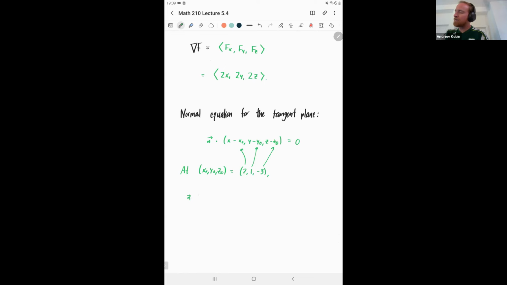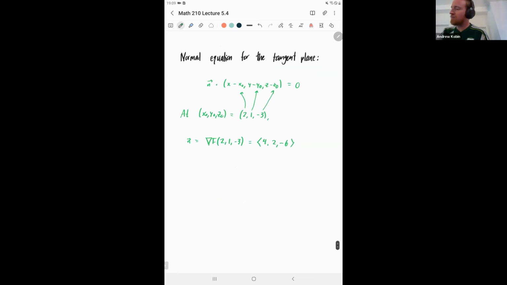So the normal vector is going to be the gradient vector at this triple, which is just double all of the coordinates. So 4, 2, negative 6. And finally, to write down the equation for the tangent plane, we're going to put all of this information together. So we have 4, 2, negative 6 dotted with, should really have angle brackets up above, x minus 2, y minus 1, z plus 3 is equal to 0. This is the vector dot product form of the equation.